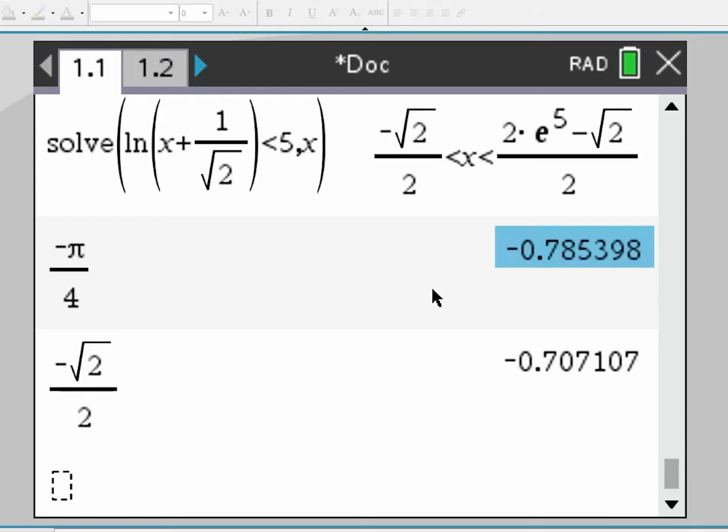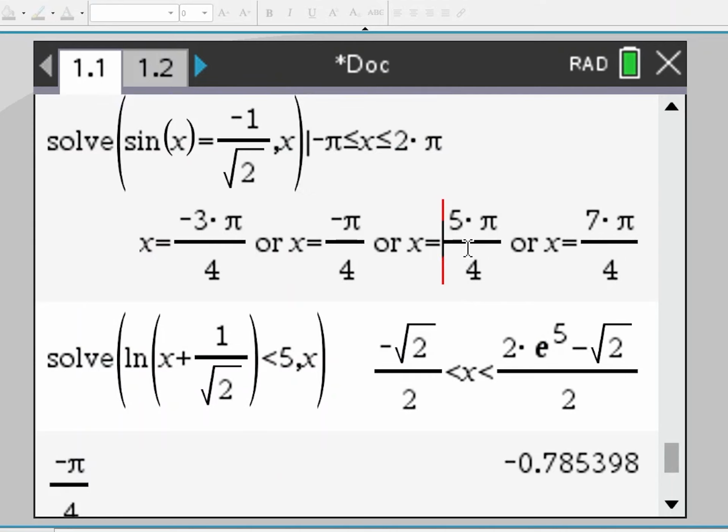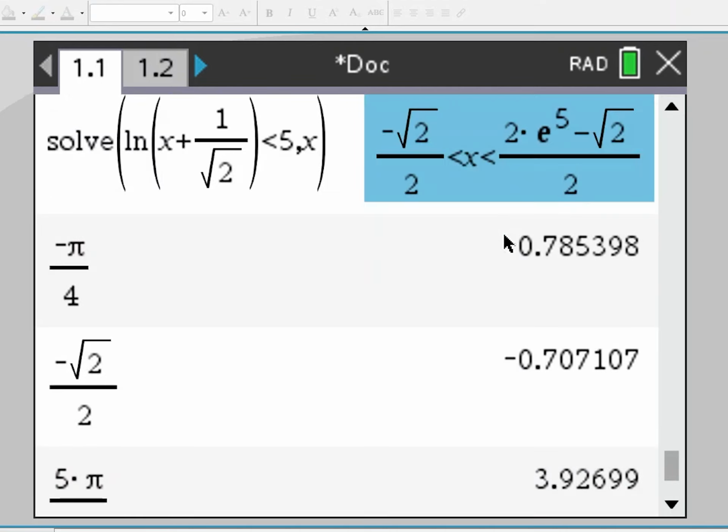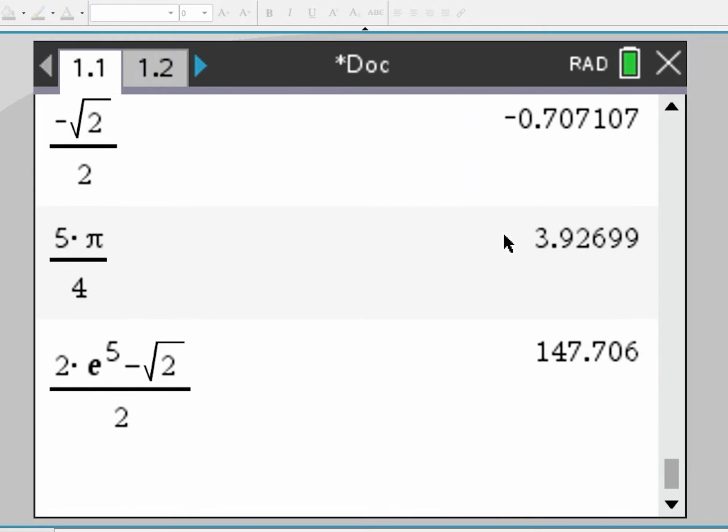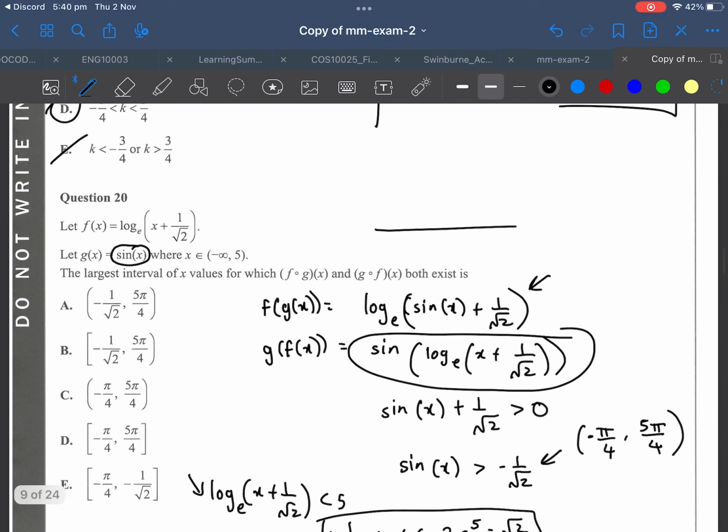Also, which one is bigger? Is it going to be 5 pi on 4, or is it going to be this? Okay, it's going to be that. So negative pi on 4, which is negative 0.785, to 5 pi on 4, which is 3.926. I'm just going to write this as decimals, negative 0.785 to 3.926. And this is going to be our one interval.